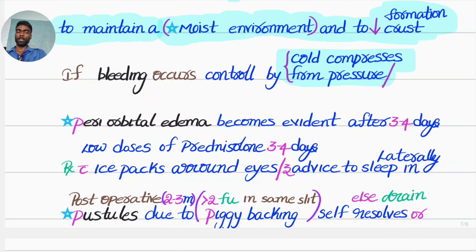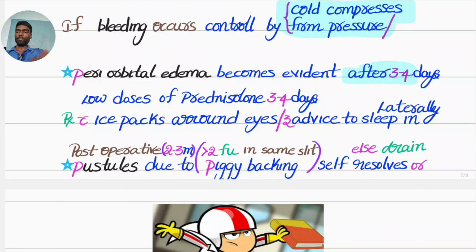Periorbital edema becomes evident after 3 to 4 days. For that, we have to treat with ice packs around the eyes and advise the patient to sleep laterally. And also, we can prescribe low doses of prednisolone for 3 to 4 days.